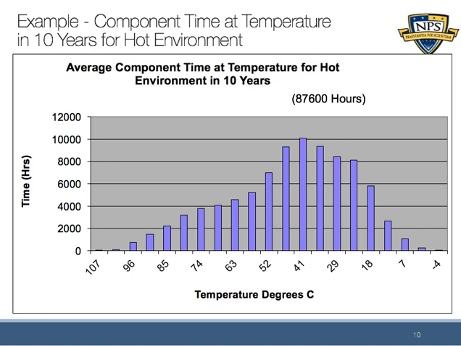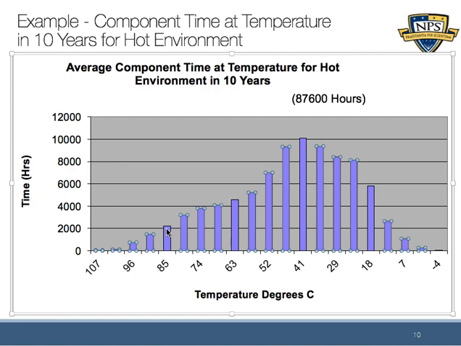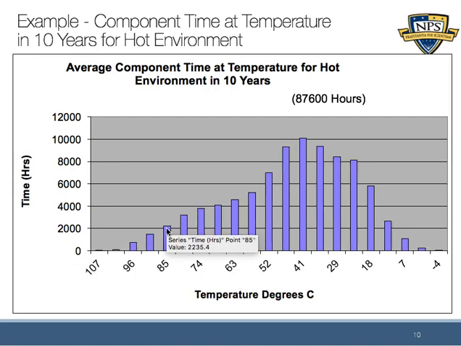As you notice, the x-axis is temperature, and the vertical axis is time, right? So if we look at this bar here in the middle, the component spends a little over 2,000 hours around this 85-degree temperature. So this gives you an idea. This is essentially the distribution of temperature it sees over its 10-year life.